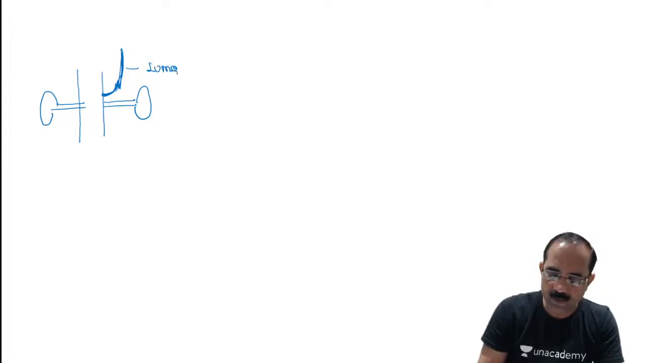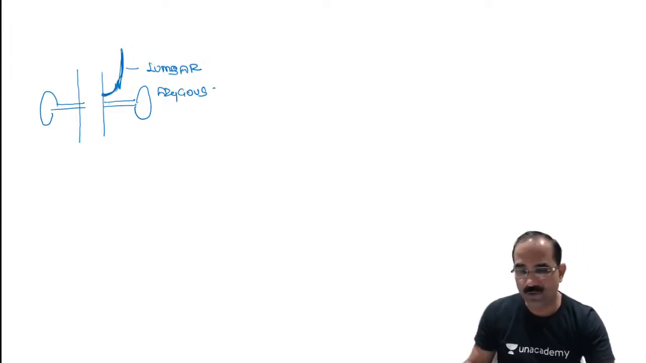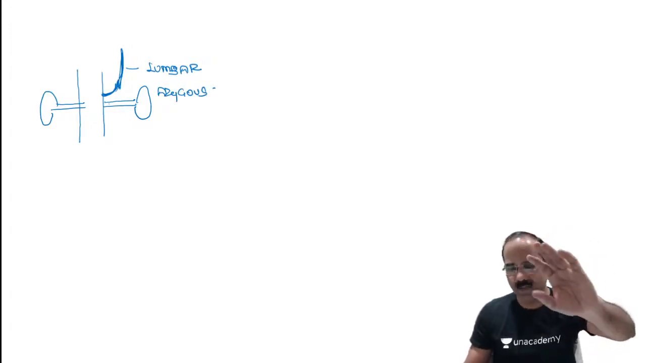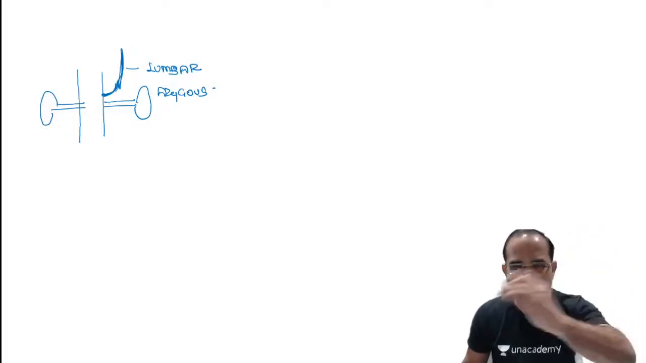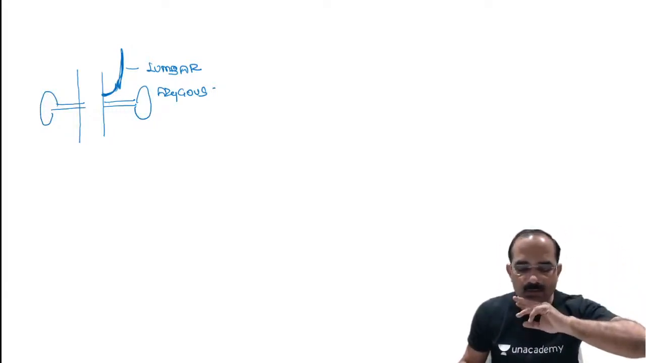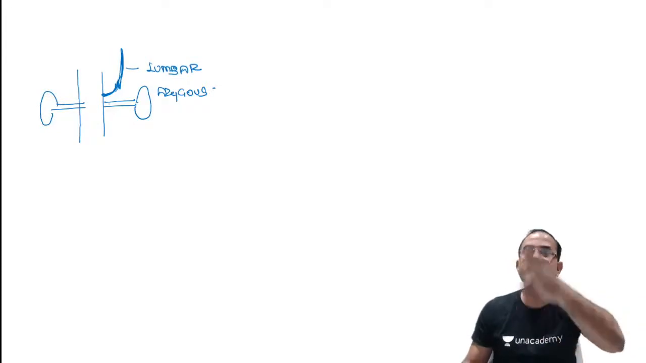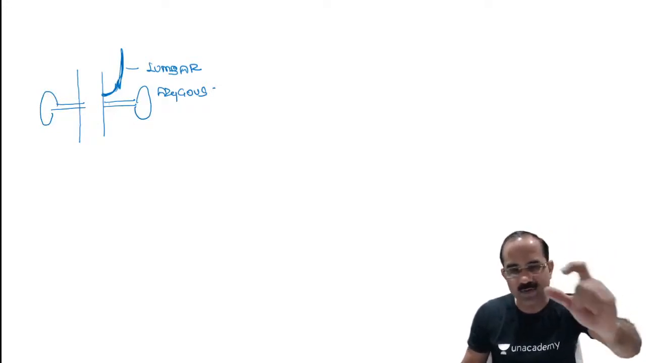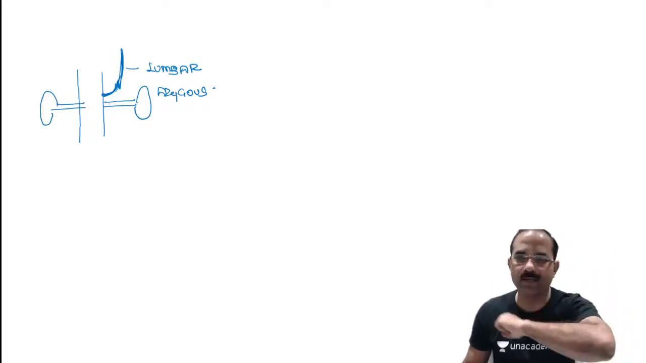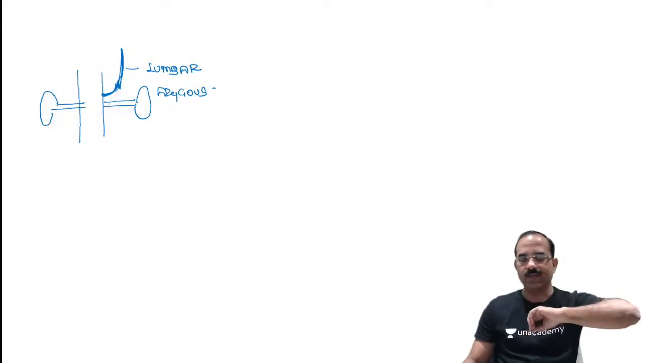Lumbar azygous. But that's in fetal life. Don't write this, just listen here. I'll write this for you. It's extremely important. So what happens in fetal life? In fetal life the azygous vein begins from the IVC, and that is what we call the lumbar azygous.